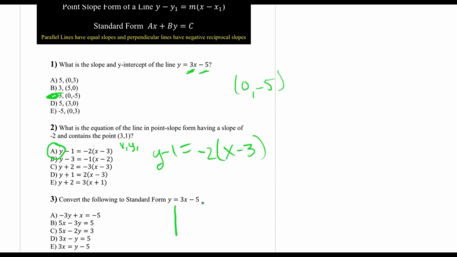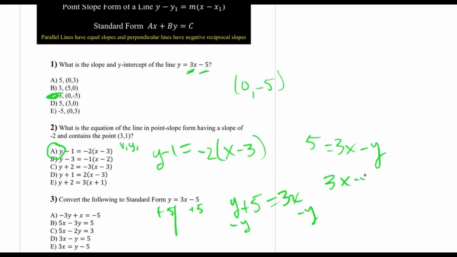We're going to add the 5 to both sides. So now we get y plus 5 equals 3x. Now simply subtract y from both sides, and we get 5 equals 3x minus y. And we're allowed to flip the sides: 3x minus y equals 5, from the symmetric property of equality that you've learned before. Answer choice, 3x minus y equals 5 is in standard form. Answer choice D.